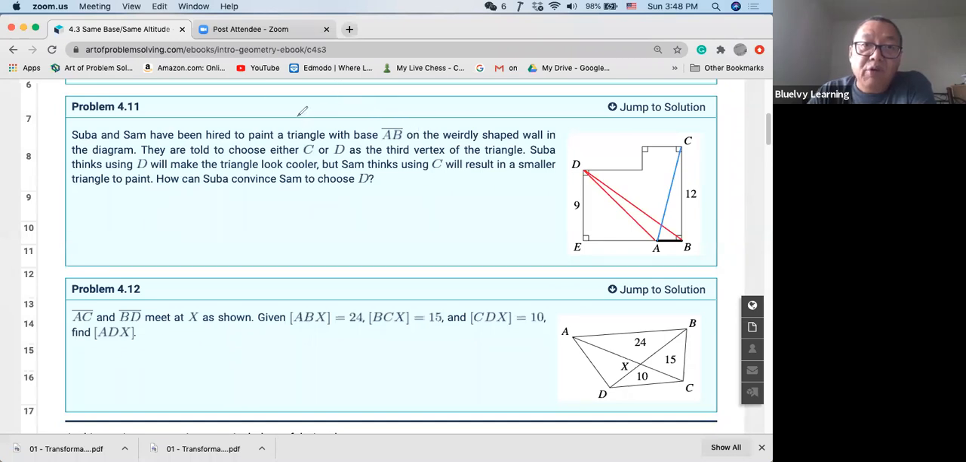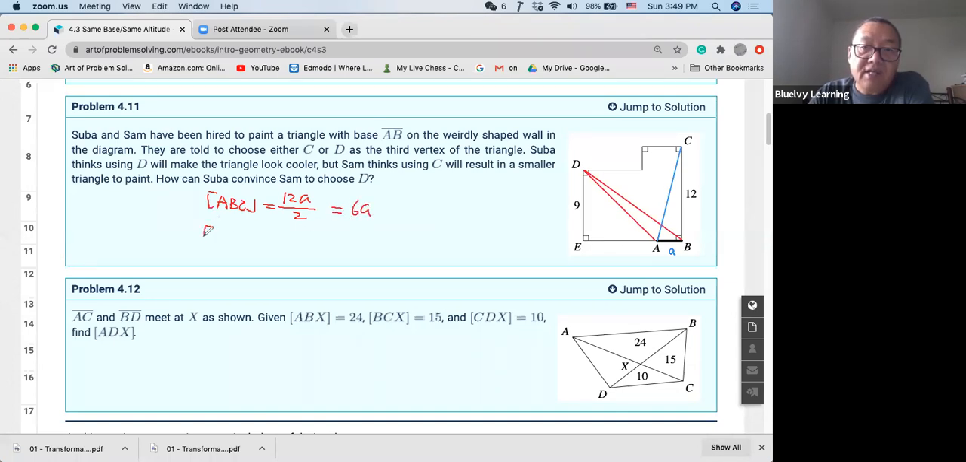We don't know, they did not give us the length of AB, but that's fixed. Now let's suppose the length of AB equals A. Then we can get the area of ABC equals A times 12, then divided by 2, right? Base times height. So this one equals 6 times A.